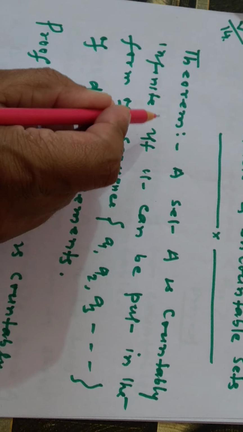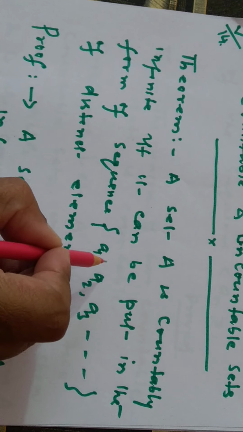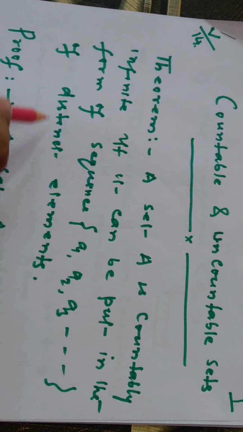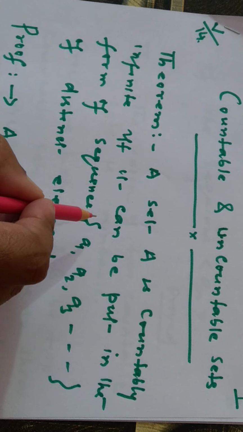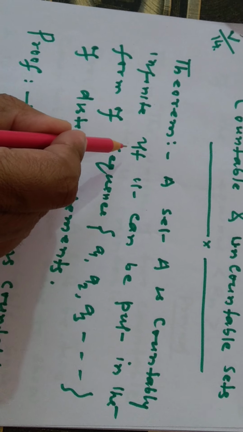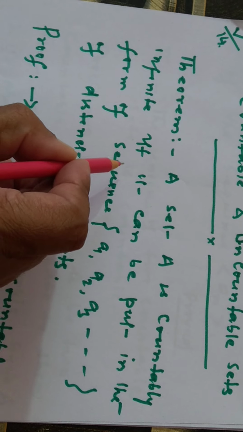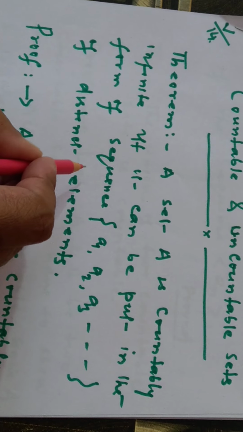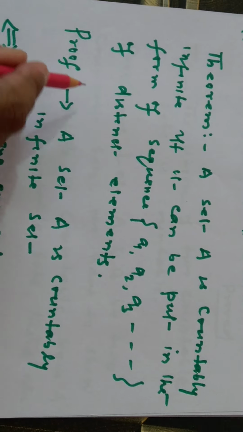Now we discuss the first theorem: a set A is countably infinite if and only if it can be put in the form of a sequence A1, A2, A3, ... of distinct elements. This theorem can also be asked like this: a set A is said to be countably infinite, or countable, or denumerable, or enumerable, if its terms can be listed as distinct terms of a sequence. Now we try to prove this theorem.